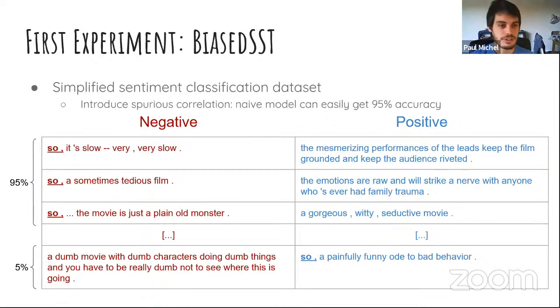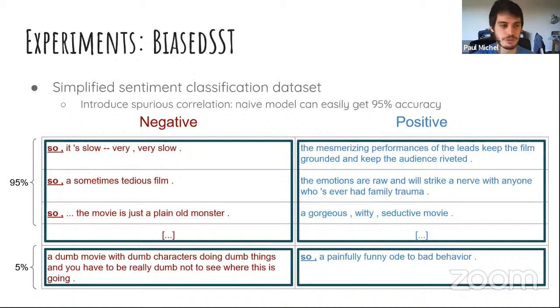As a result, we have a dataset on which it's very easy to pick up on this trigger: if there is "so" in the input sentence, then the review is negative. This means that a model trained with ERM might pick up on this and get very high training accuracy, but it will have low accuracy on these minority groups. We have four groups in total: negative examples with the distractor token, negative examples without, and positive with and without. So these are the four groups.